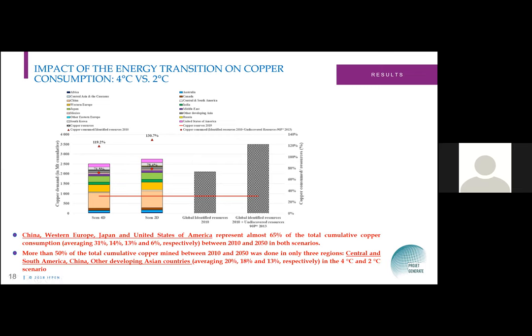Also, we can see at the bottom two bullet points to highlight the highest consumers and producers of copper. We can see that China, Western Europe, Japan, and the USA represent more than around two-thirds of the total cumulative copper consumption. While on the production side, Central and South America, of course Chile and Peru, China, and other developing Asian countries represent more than 50% of the total cumulative copper mined.